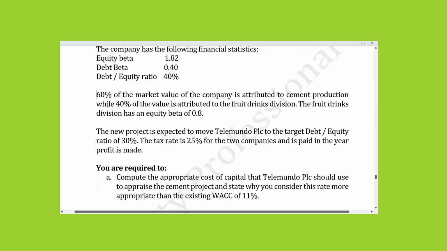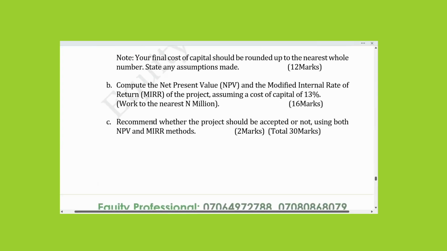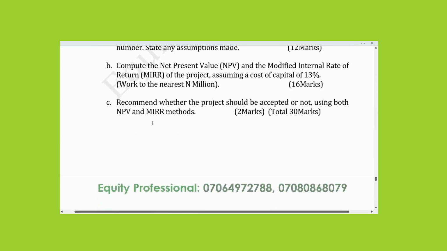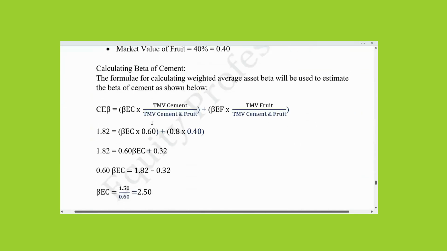Okay? So market value of cement is 60. Market value of food drinks is 40%. So it is given in the question. All right? Fine.